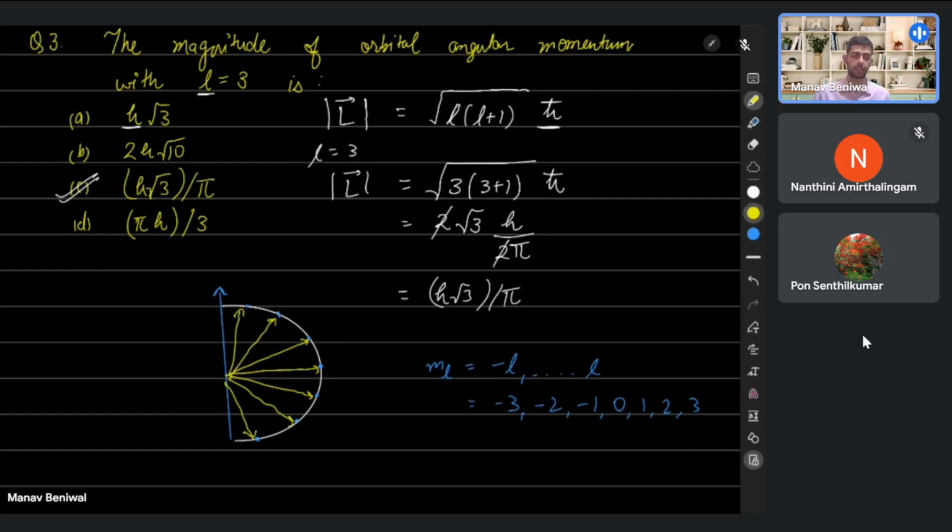Note that these are the only possible directions in which your angular momentum can point. It cannot point in any other direction. The magnitude of the angular momentum is what we calculated here. That will be the radius of the semicircle, and it is given by this equation right here. This is what we have calculated. Let's move on to the next one.